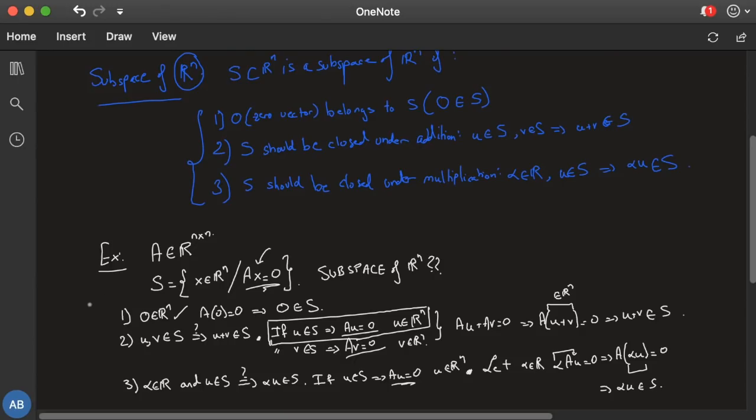So S satisfies all three conditions that qualify it to be a subspace of Rn. Hence, S is indeed a subspace of Rn. Note that S has a name. It's not just any set. This set is actually called the null space of A, and it's denoted by N of A. It is a set containing all vectors that null out or zero the A matrix upon right multiplication.